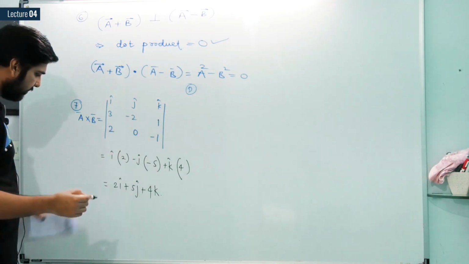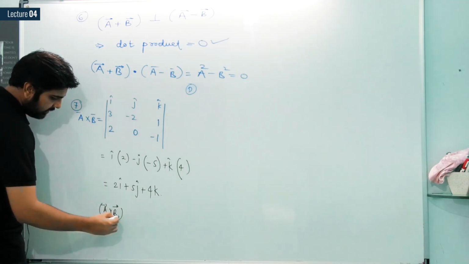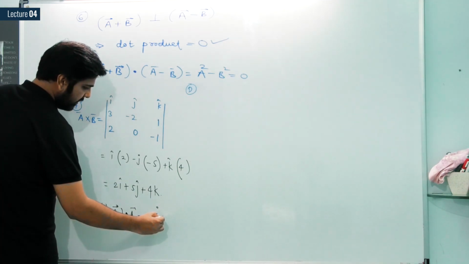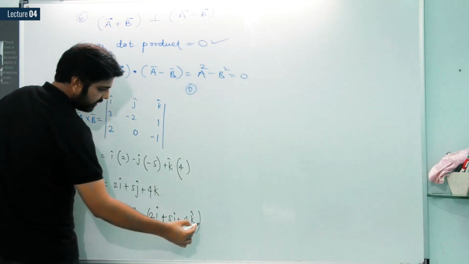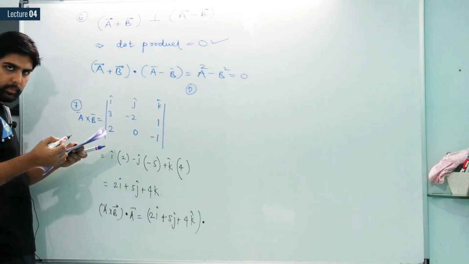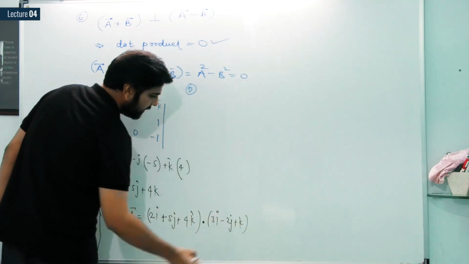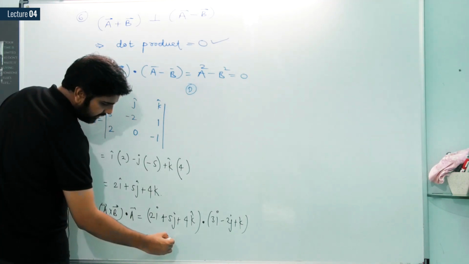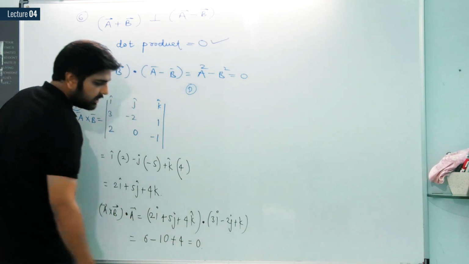Now finally again the dot product with A. So I am having A cross B dot A, that is 2I plus 5J plus 4K dot A. A is nothing but 3I minus 2J plus K. Let us evaluate this. 2 into 3 is nothing but 6, minus 10, and plus 4. So 6 plus 4 is 10, minus 10, oh my goodness, is equal to 0. It is a good question.